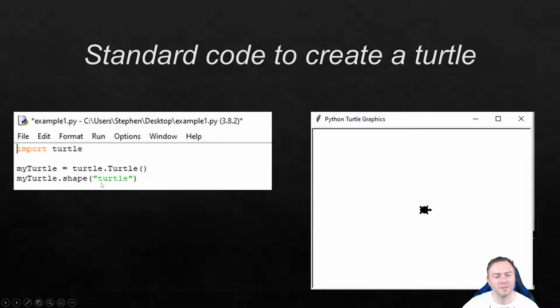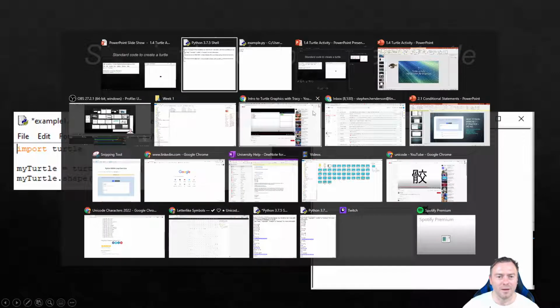So if you don't put this next line, my turtle.shape, quotation mark turtle, it won't show up as a turtle, it'll just make it as an arrow. So I've made it a turtle so then it makes it a bit more fun and we can see what it looks like. To show you what this code looks like, we'll go back to our little example.